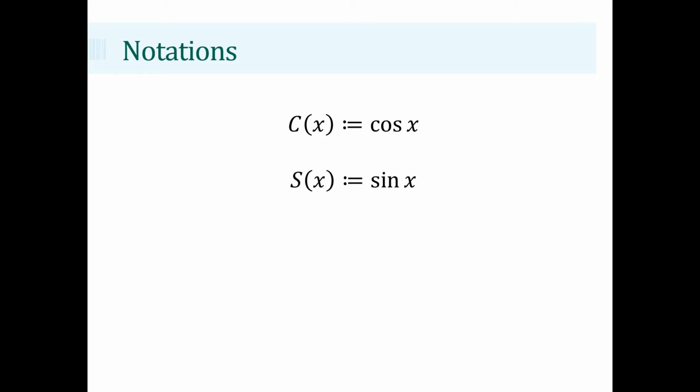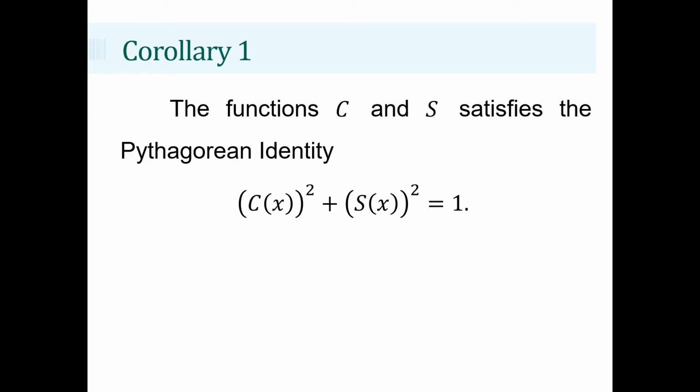So pag nakita nyo yung c of x, ibig sabihin nun cosine x. Yung s of x naman is the sine x. At para i-prove yung mga bounds ng sine and cosine, kailangan natin itong corollary na ito. Okay? So sinasabi dito that the functions c and s satisfy the Pythagorean identity. The square of c of x plus the square of s of x is equal to 1.